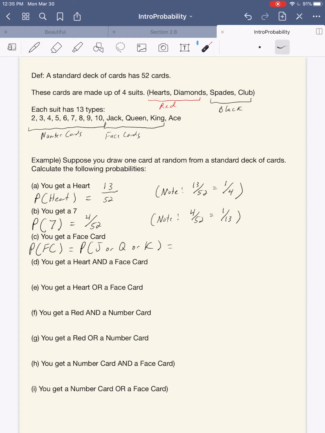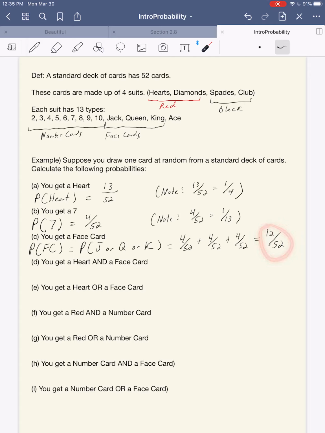Well, obviously you can't get a jack and a queen or a jack and a king or a queen and a king at the same time. So we just add these directly. For jacks, there would be 4 out of 52. For queens, there would be 4 out of 52. And for kings, there would be 4 out of 52. Because remember, for every type, there is 1 of each suit. Adding those together, we can say that there would be 12 out of 52 cards. Right? 12 out of 52, meaning that there are 12 face cards out of 52 cards overall.